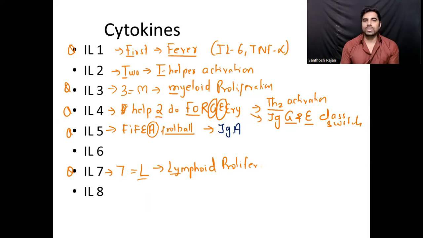This is also asked many times. IgA class switching plus E for eosinophil activation. Eosinophil activation. Please remember it, don't confuse it, okay? G and E are for interleukin 4. Question can be asked.